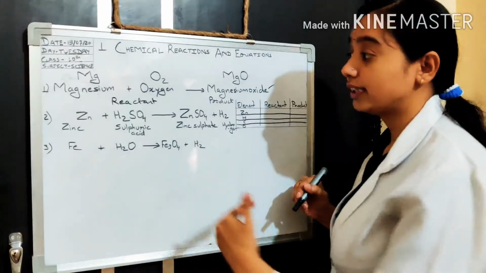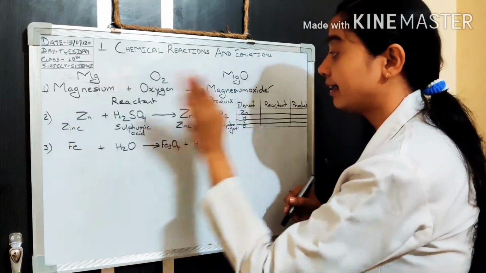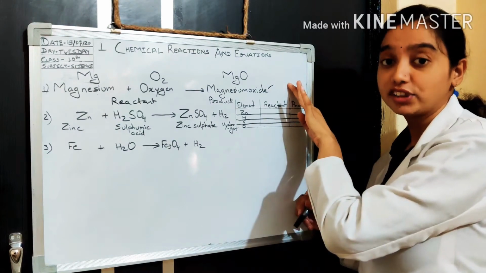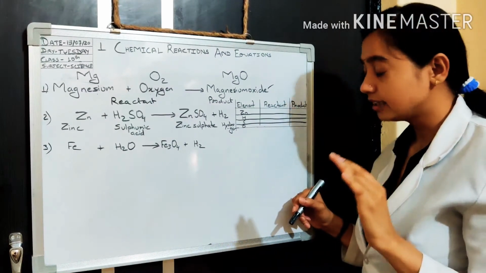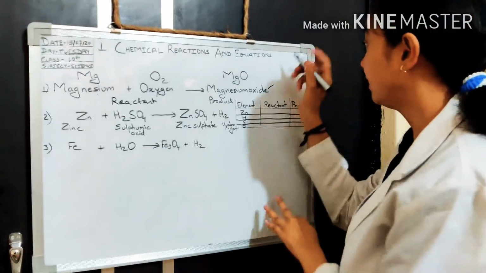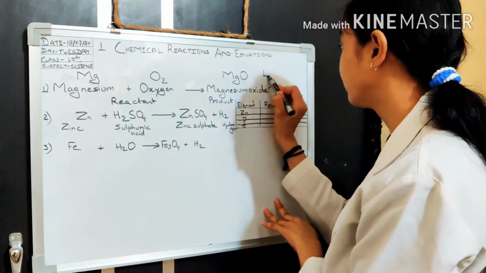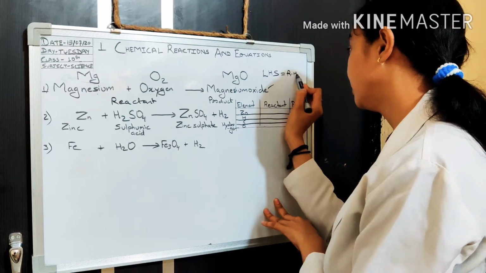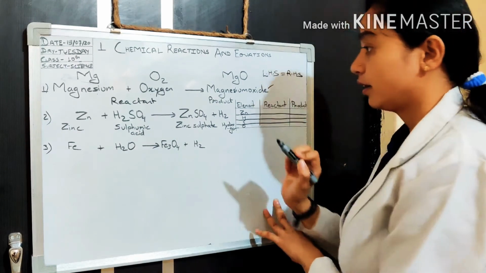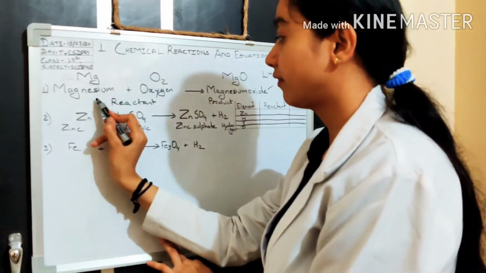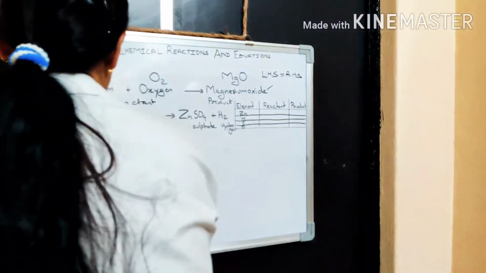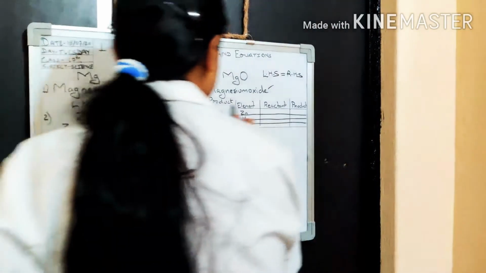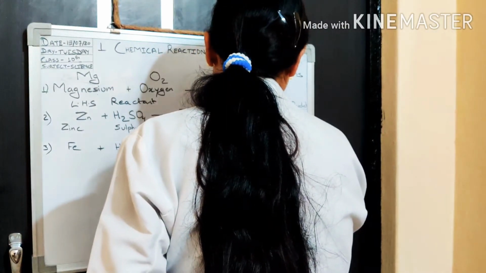So this is the left hand side and this is the right hand side. You have studied in maths that left hand side should be equal to right hand side. Left hand side should be equal to right hand side. So this is the left hand side and this is the right hand side.